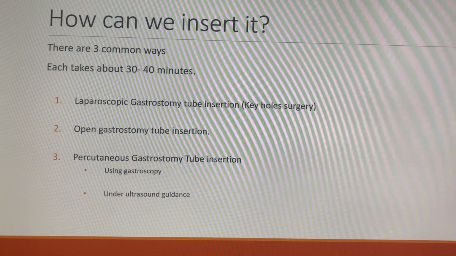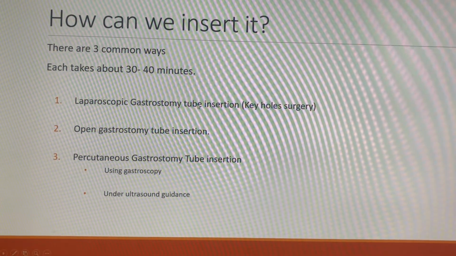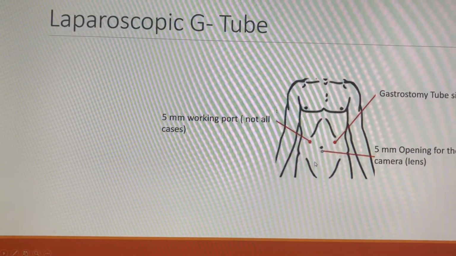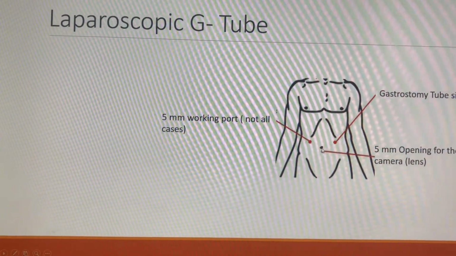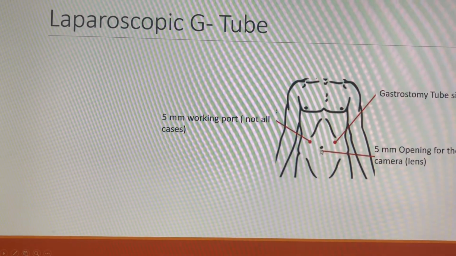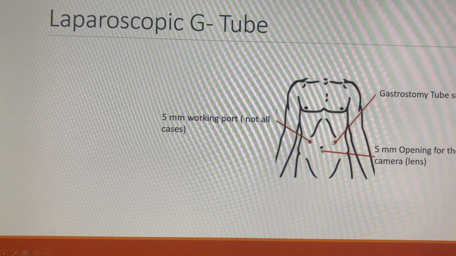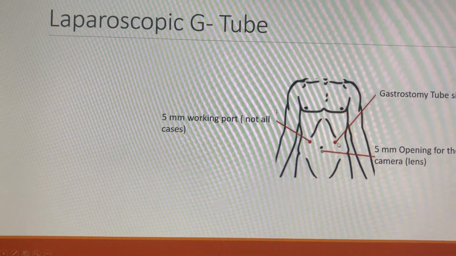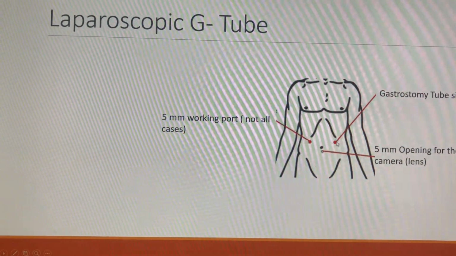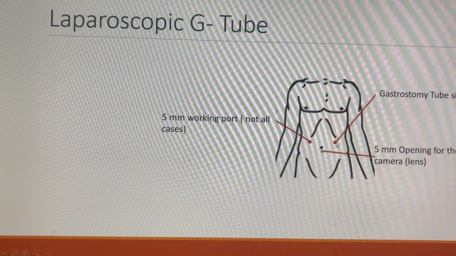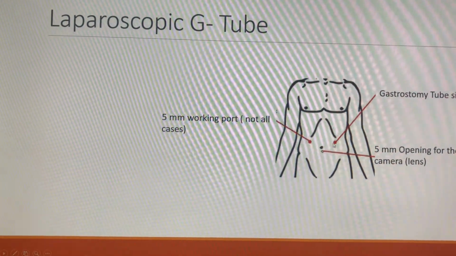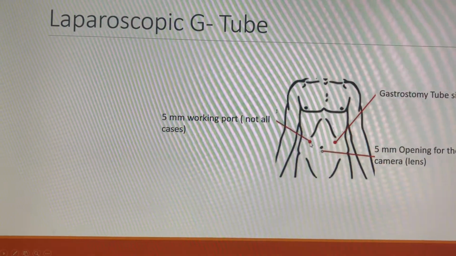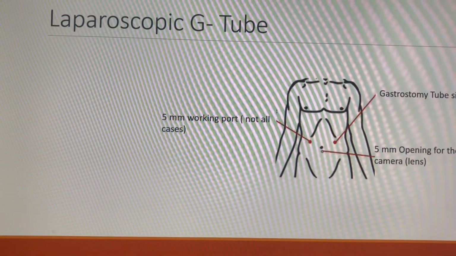It takes about 30 to 40 minutes to insert. How do we insert it? Under general anesthesia, we make a small incision below the umbilicus here, about 5 millimeters. We insert the camera, visualize the stomach, bring the stomach and tuck it to the abdominal wall, and insert the tube about 3 to 4 centimeters below the costal margin on the left side. Sometimes we need a third port, again 5 millimeters, in the right upper quadrant.